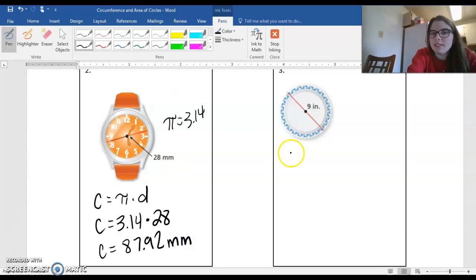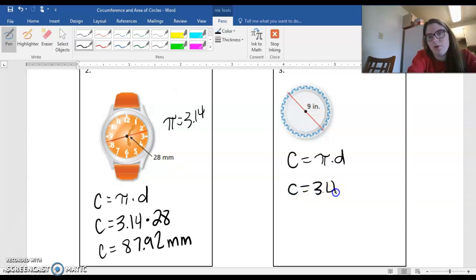The next one, again, they give us the diameter, so I'm going to use circumference equals pi times diameter. So I'm going to have circumference equals 3.14, oops, forgot the 1, times 9. So when I multiply that out, I should get the circumference equals 28.26 inches.